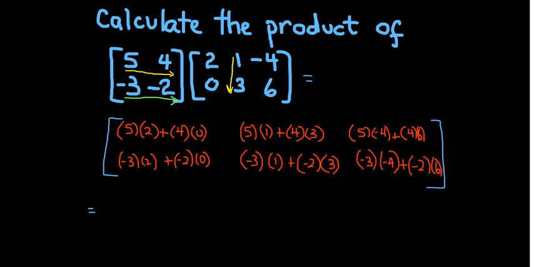Okay, 5 2's are 10, plus 0 is 10. 5 by 1 is 5, plus 12 is 17. Alright, 5 by minus 4 is minus 20, and you see this directed numbers thing? Make sure you fix that, especially if you're always struggling with it. So, minus 20 plus 24. Minus 20 plus 24. We should get 4.